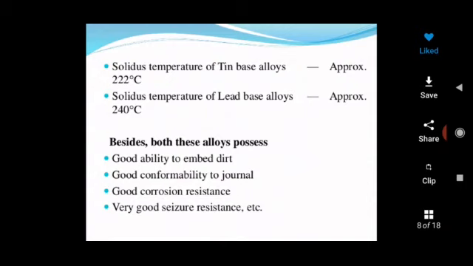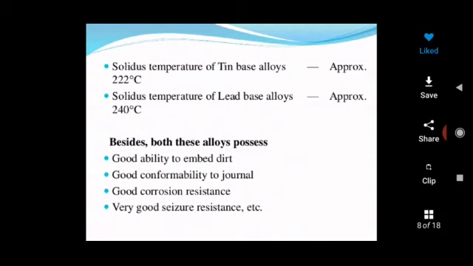If we see the binary composition graph in material science of lead and tin, that is the composition versus temperature graph, there we can see the solidus temperature of tin and lead as shown in the slide.